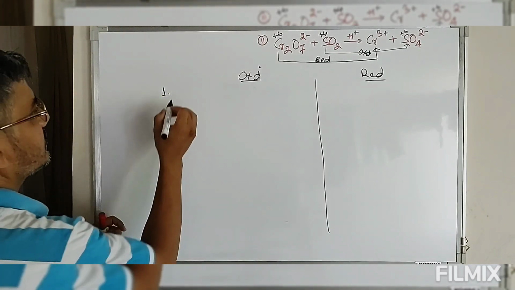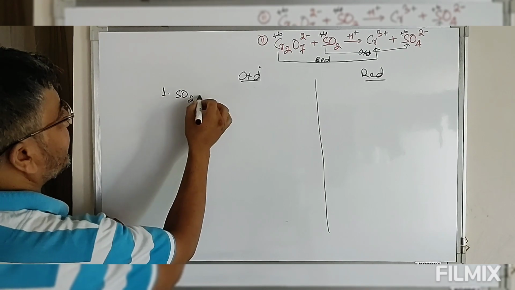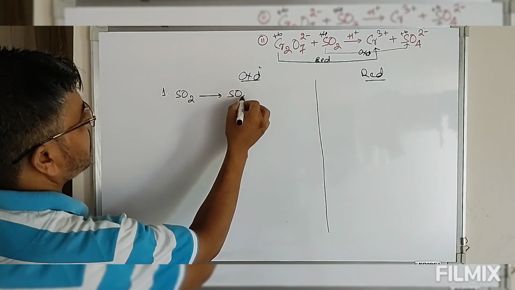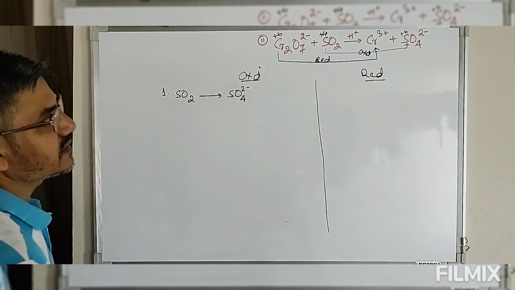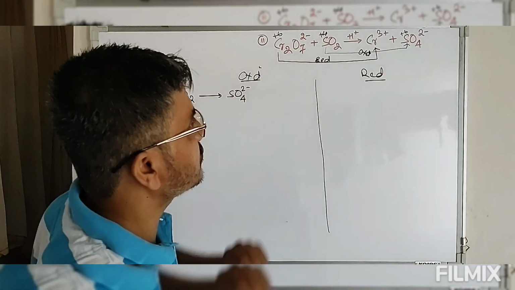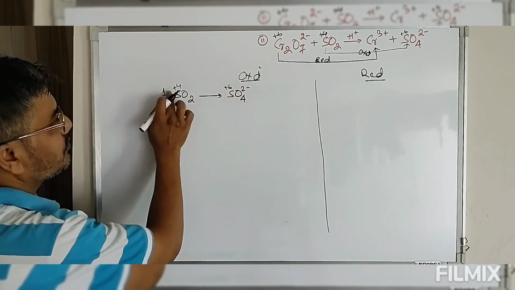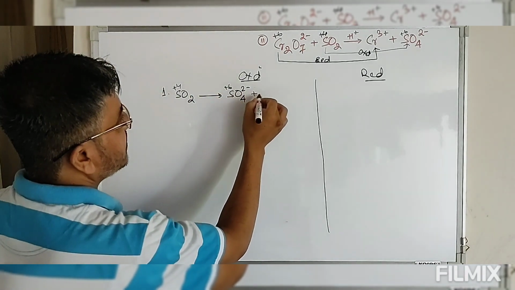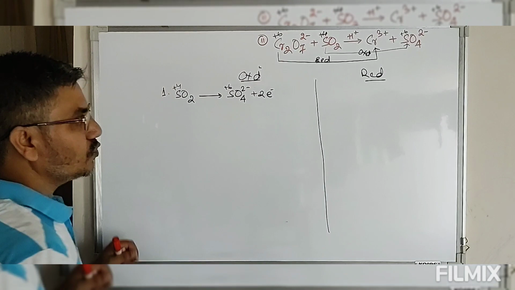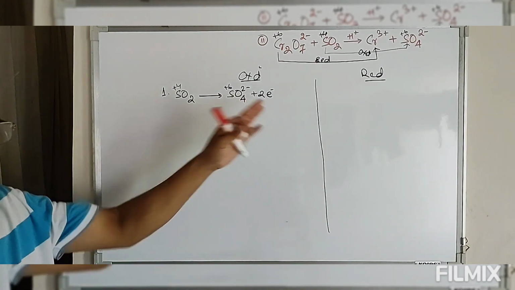So the oxidation half is, we have sulfur dioxide changing into sulfate ion. Sulfur dioxide is oxidized to sulfate. Sulfur, this is plus 4, this is plus 6. Now plus 4 to plus 6, so there must be a release of 2 electrons. 2 electron release करना होगा.